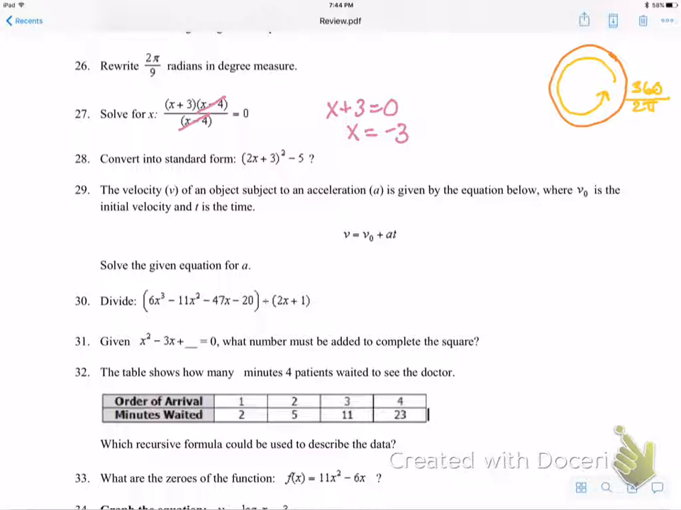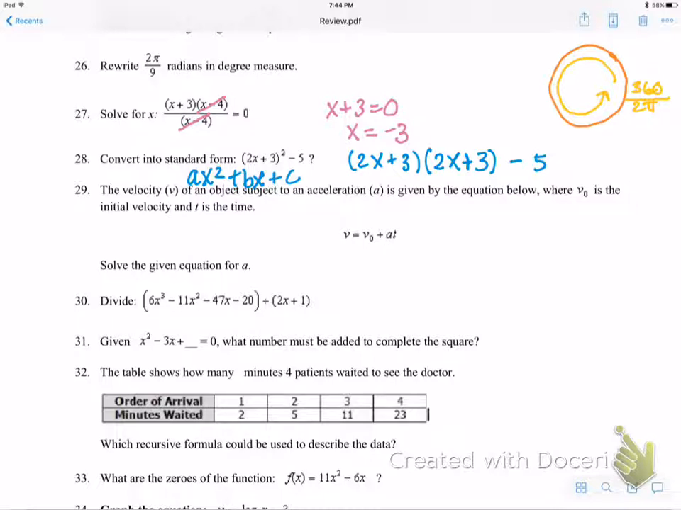Next up, we're asked to convert to standard form. Remember, standard form for a quadratic equation is ax squared plus bx plus c. What we have right now is vertex form. So if we want it to look like this, we've got to get rid of the parentheses. And in order to do that, I'm going to have to multiply 2x plus 3 times 2x plus 3, because that's what 2x plus 3 squared is. And then after I do that, I'm going to subtract 5 from it.